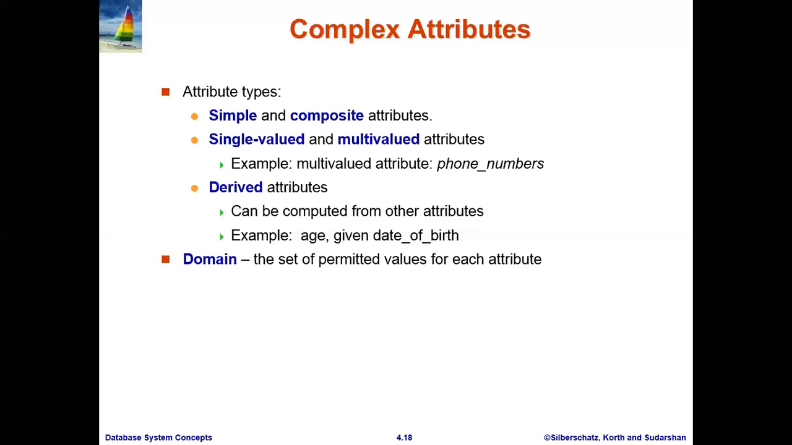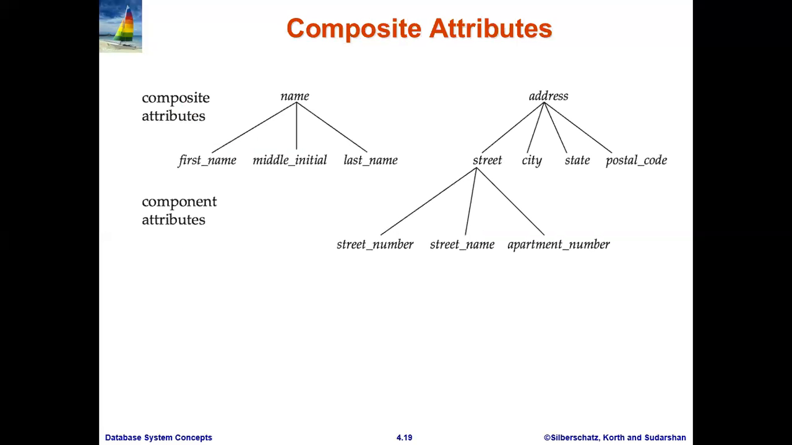So these are the 5 attribute types: simple attribute, composite attribute, single valued attribute, multi-valued attribute, and derived attribute. And domain value is the set of permitted values for each attribute. And in a table, the column is an attribute and the row is a tuple of the relation.